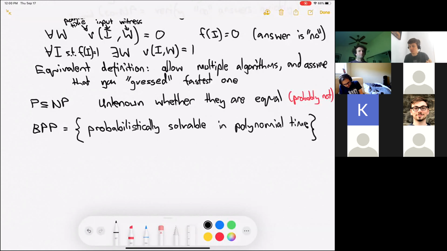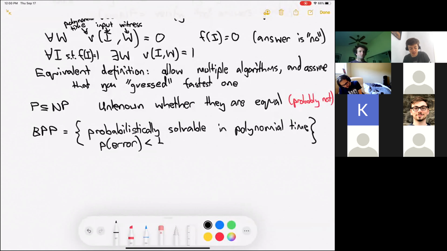And by probabilistically solvable, I mean you're allowed to do some stochastic algorithm where you choose your algorithm randomly, and you want that to give you an answer, and you want the probability of your error conventionally to be less than 1/3 in all cases for all inputs.